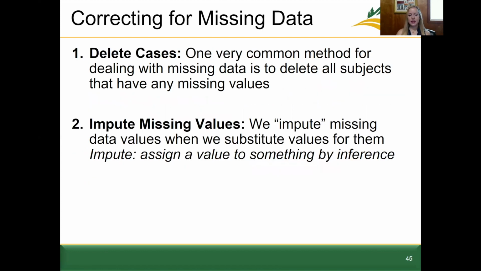There are also ways for correcting for missing data. For dealing with missing data, it's pretty common to just delete all the subjects that have missing values. That's one way to take care of it. And hopefully that's not inducing some amount of bias in which cases we're deleting. We can also impute missing values. We need to be careful with this too. When we impute a missing data value, we substitute a value for that missing data point. That word impute means assigning a value to something by inference. So we need to be really careful if we're thinking of doing this. We want to be implementing all these practices without any amount of bias for the data that we're looking at.